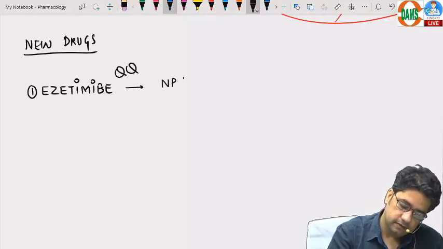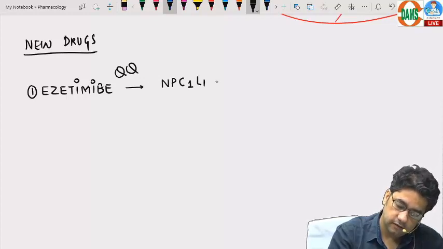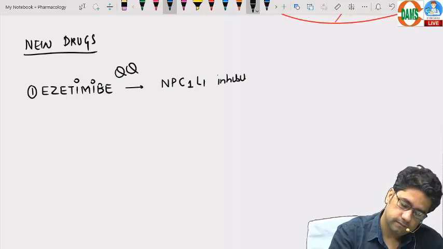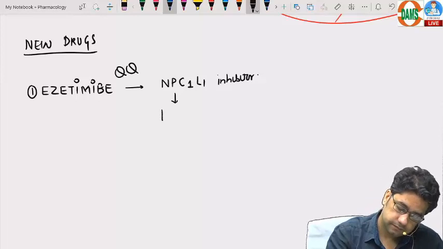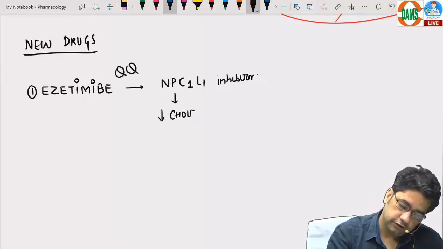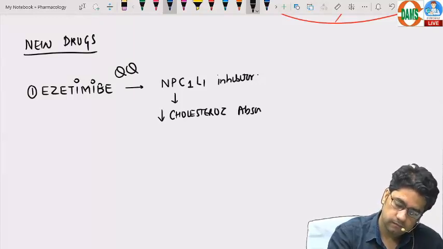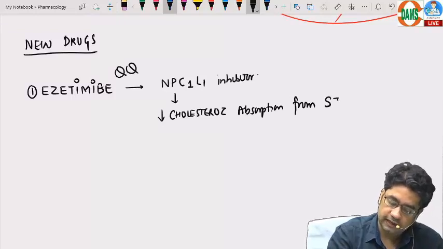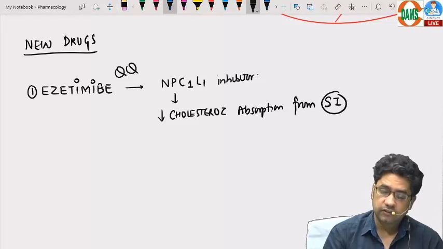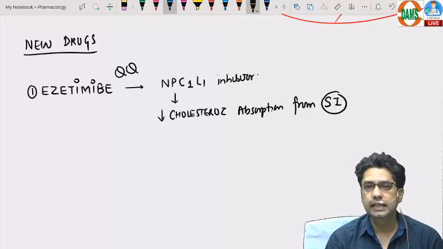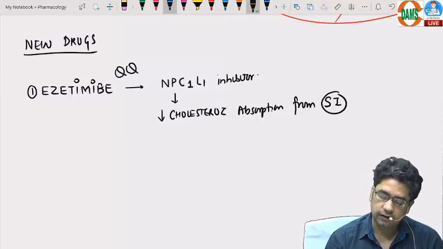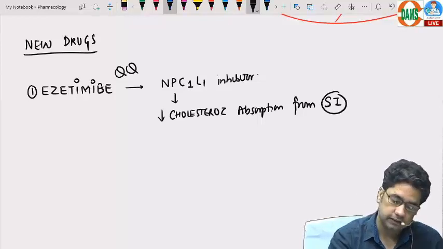Ezetimibe is an NPC1L1 inhibitor, and it decreases cholesterol absorption from small intestine. Remember, our small intestine contains one transporter known as NPC1L1, Niemann-Pick-like transporter. So it reduces absorption of cholesterol from small intestine.